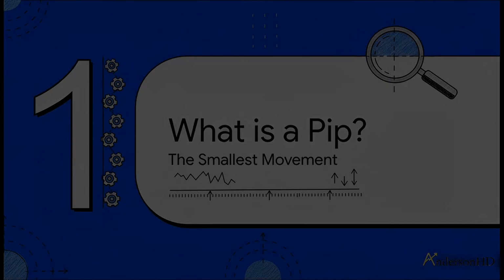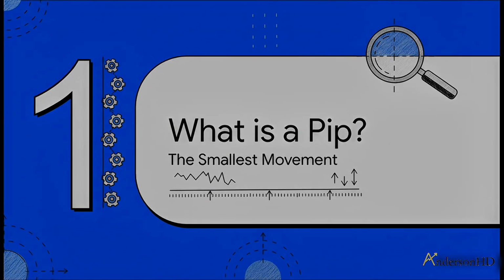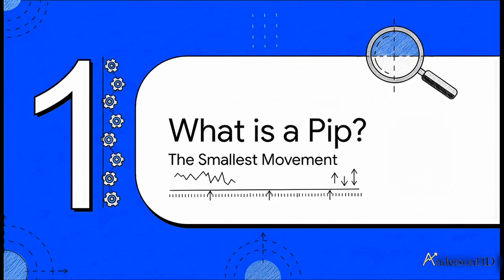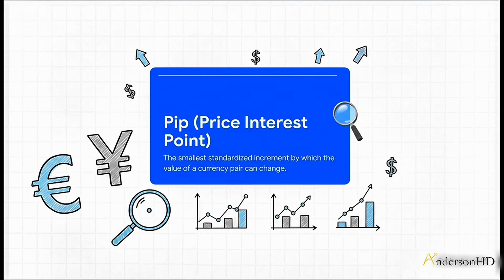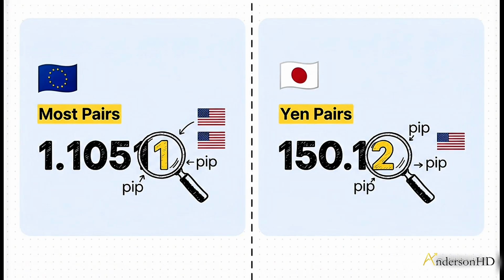Okay, let's start at the very beginning, with the smallest possible unit of measurement. Before we can even dream about profits or worry about losses, we have to know how we're measuring the market's movement. And in Forex, that little unit is called a pip. A pip, which stands for percentage in point, is just the tiniest standardized step a currency price can take. The best way to think about it is like a penny to a dollar. It's that base unit that everything else is counted from. It's the building block.